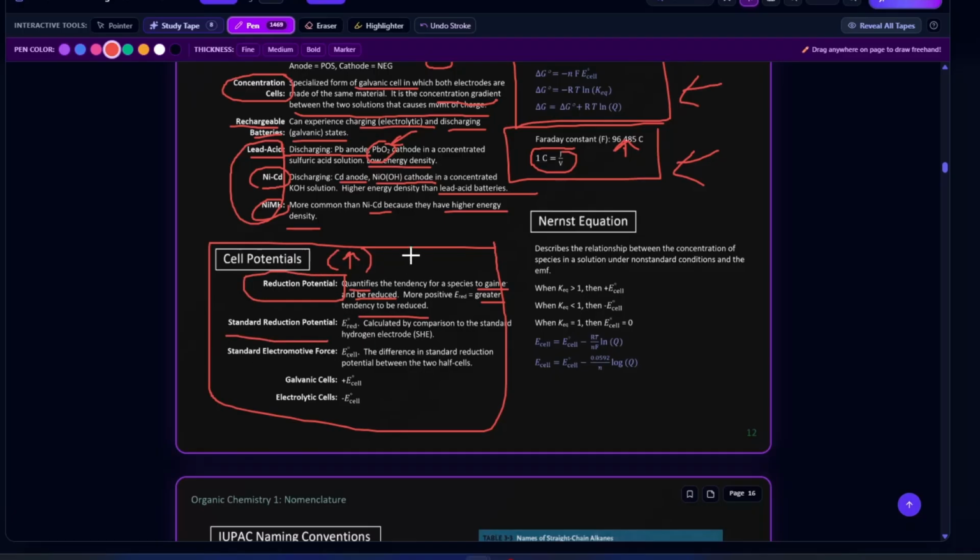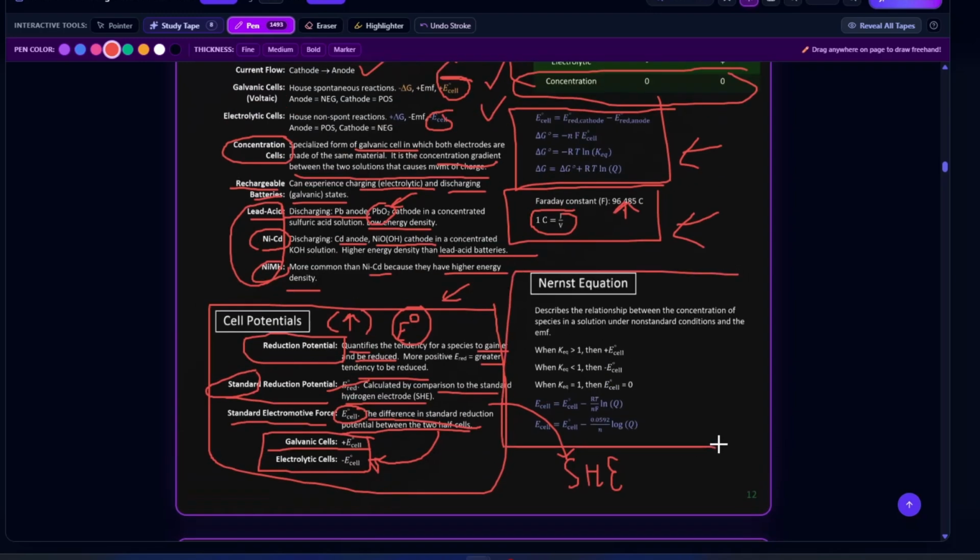Standard reduction potential uses that little circle sign. Whenever you see that little circle sign in chem, it means standard, right? Standard reduction potential is calculated by comparison to the standard hydrogen electrode, SHE. Standard electromotive force, standard E cell, is the difference in standard reduction potential between two half cells. So here you go: galvanic plus E, electrolytic minus E.